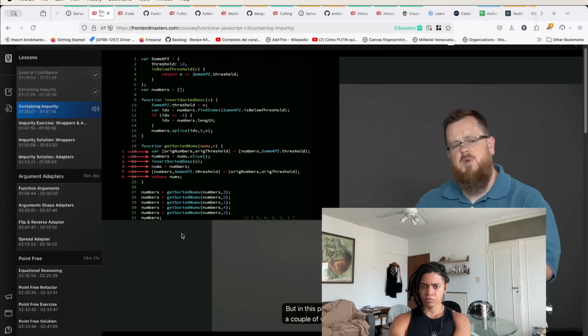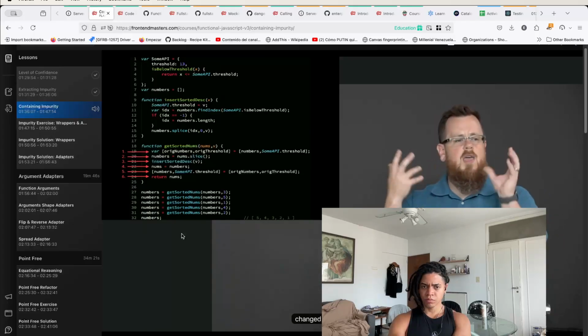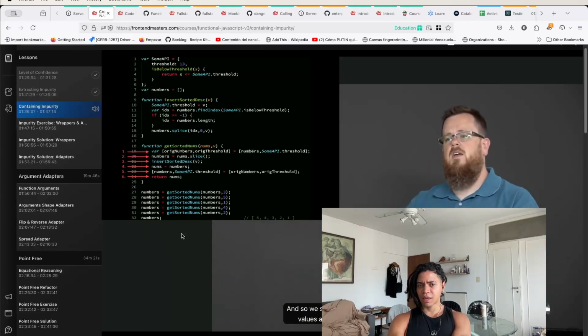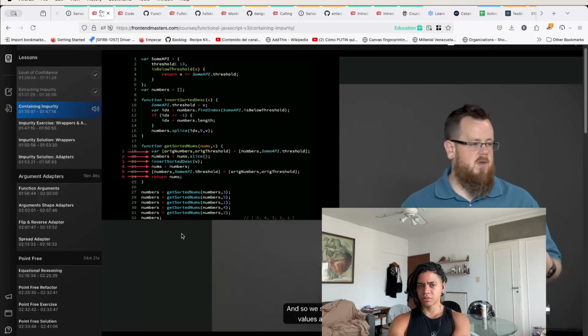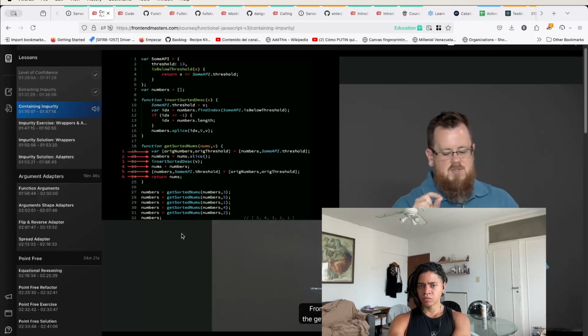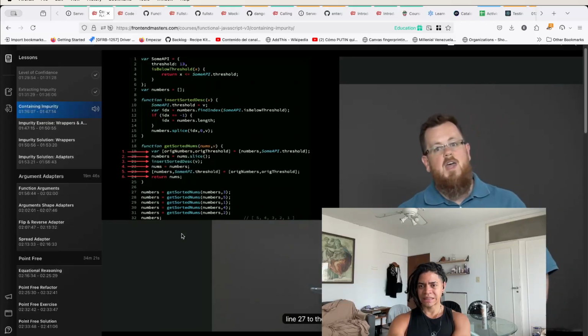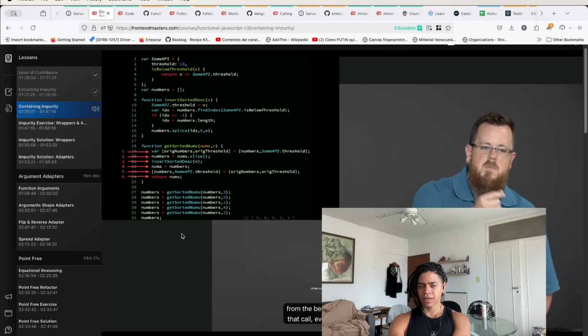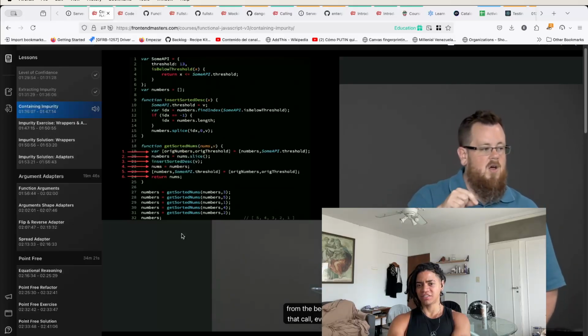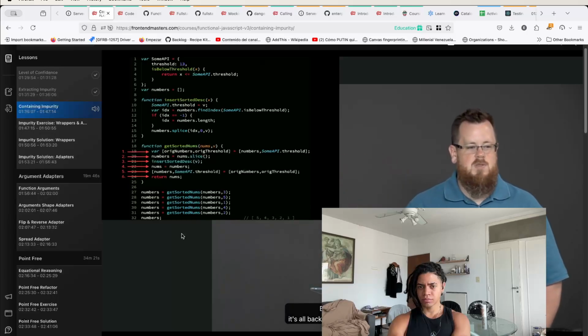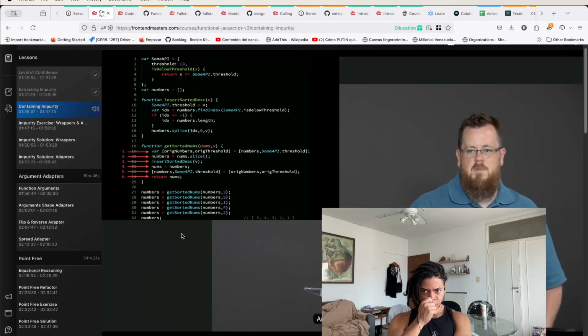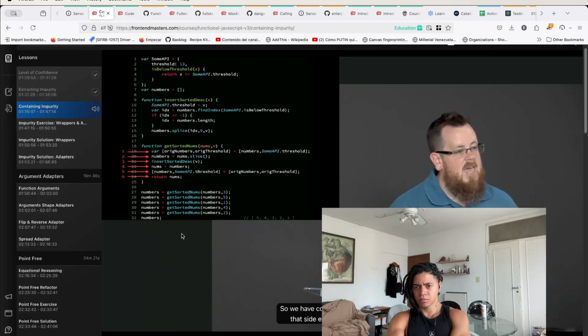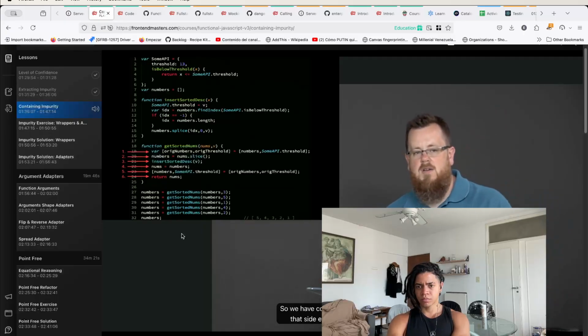But in this particular case, we had just a couple of variables that were getting changed in a way we didn't want. So it's capturing that state, from the beginning of the get sorted nums call in line 27 to the end of that function call. It's capturing the entire state. Everything's all messed up, but by the end, it's all back to the way it was. So we have contained the observability of that side effect in the function.